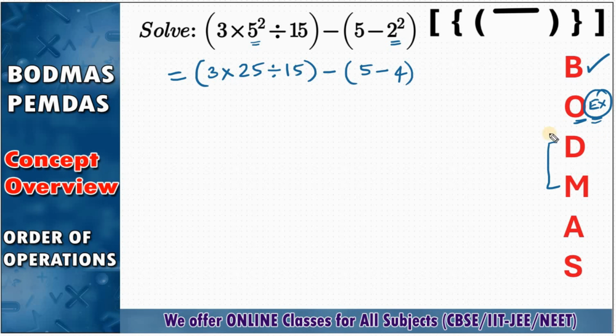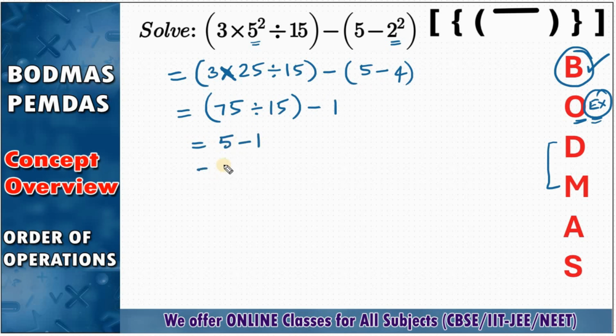and then I'll follow division and multiplication pattern left to right. Look at the first bracket. I have seen multiplication first, so I'll multiply 3 and 25. 3 times of 25 is 75 divided by 15. Put this in brackets. Minus, you can simplify this bracket as the bracket comes first, right? So whatever the operation inside the bracket, you have to solve it. So 5 minus 4 is 1. That is equal to 75 divided by 15, which is 5 minus 1. So the answer is 4.